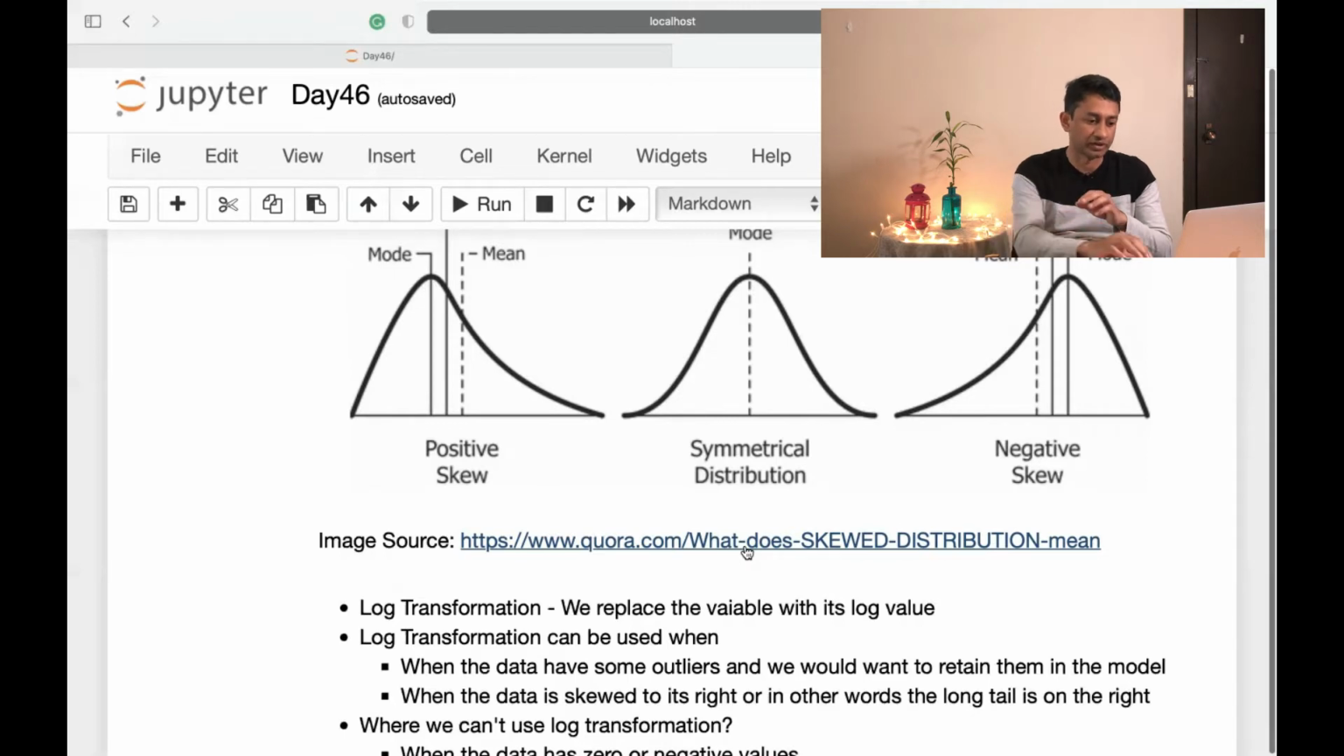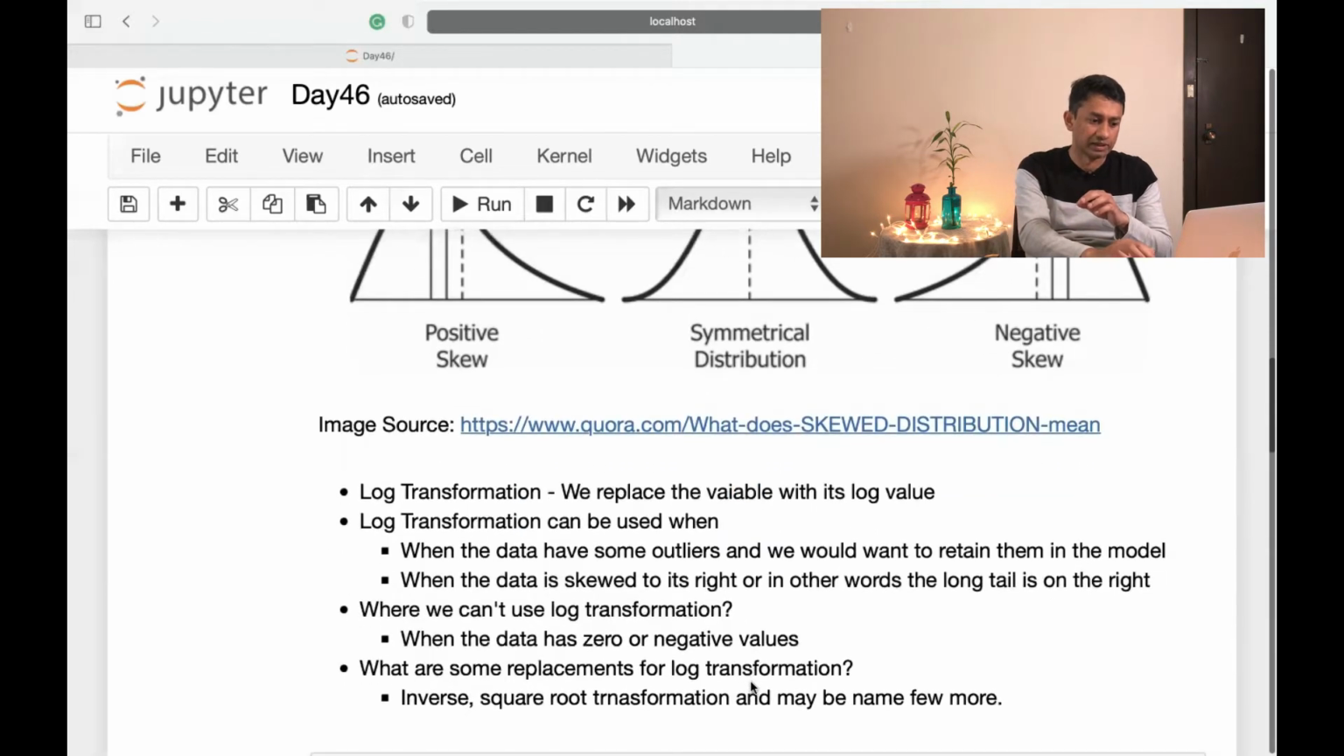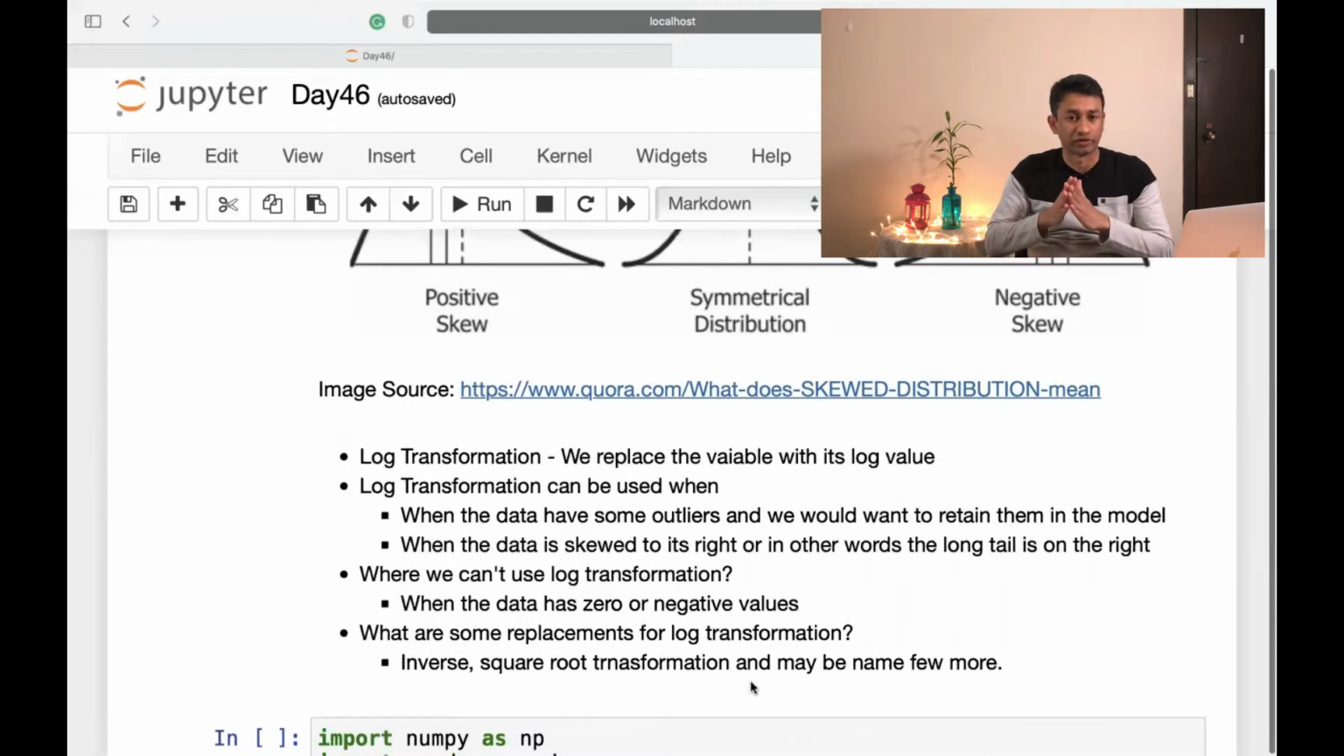And the second point is when we can't use the log transformation. Log transformation cannot be used if your data points have 0 or negative values. If it contains 0 or negative values, then if we apply log on those values, it might become infinite, and hence we need to ensure that if we are going to use log transformation, the data is always positive. And log transformation would be ideal when the data is positively skewed, or skewed towards the right hand side.